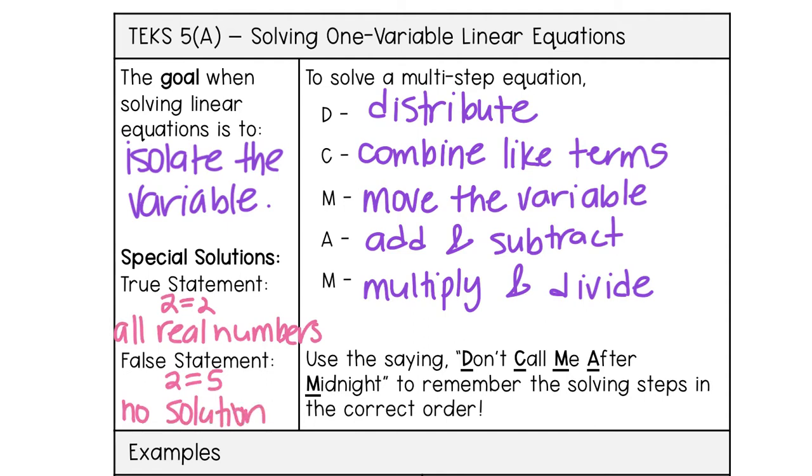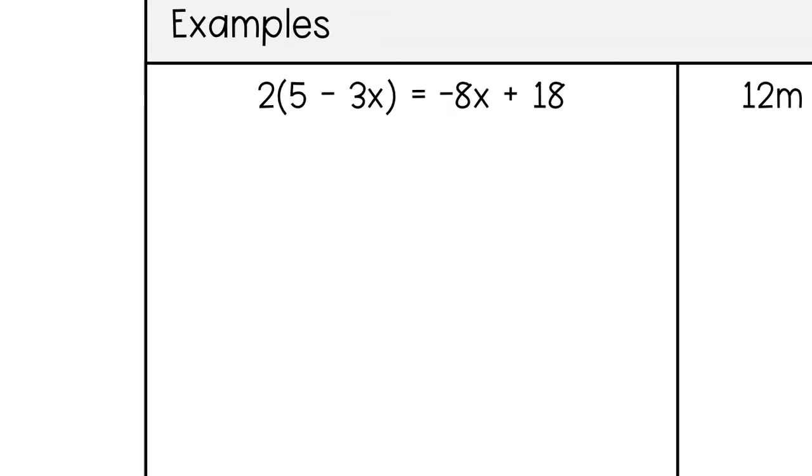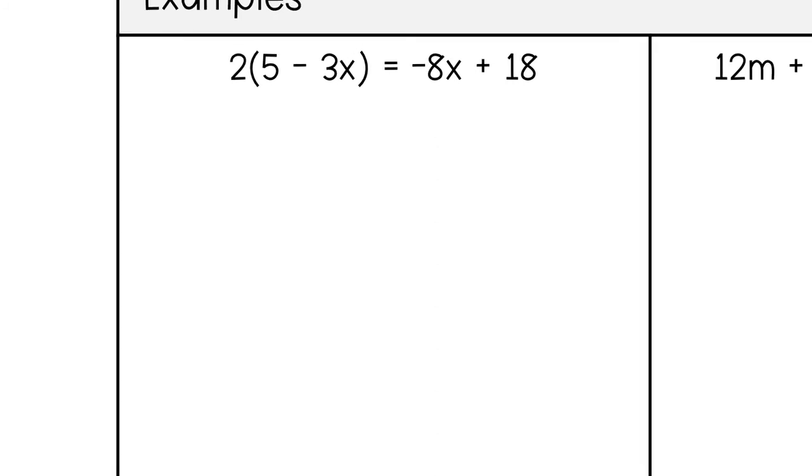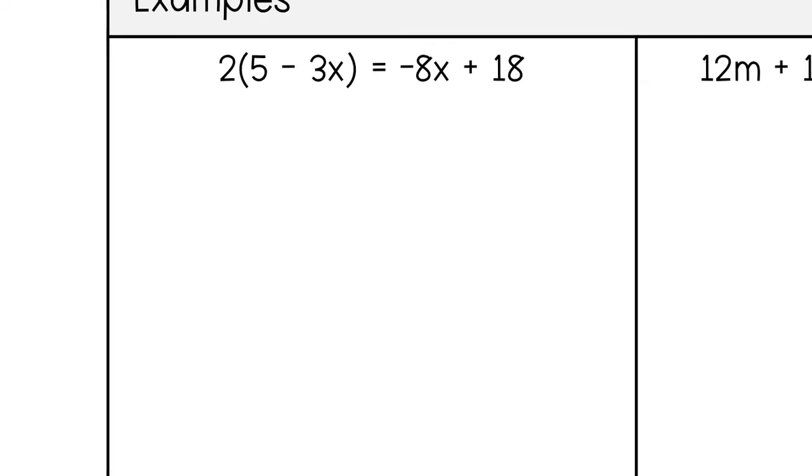Okay, so let's look at a few examples. Our first example is 2 times (5 minus 3x) is equal to negative 8x plus 18. We want to isolate the x. So first thing we're going to do is distribute the 2. So that gives us 10 minus 6x. So that was the D.